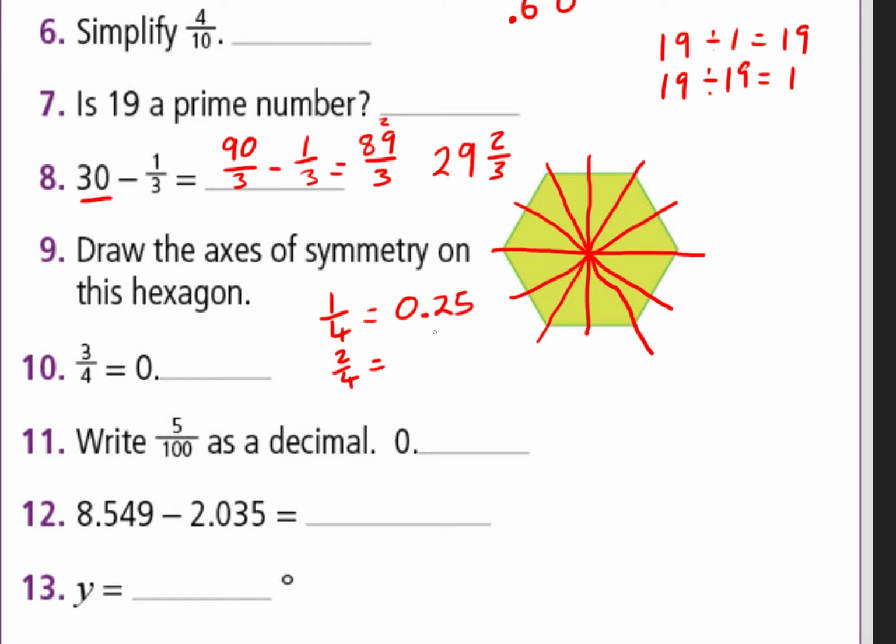2/4 is equal to 2 of those, that's 0.50. So I'll let you add on another one and that'll tell you what 3/4 is as a decimal. Number 11, 5 over 100 as a decimal.